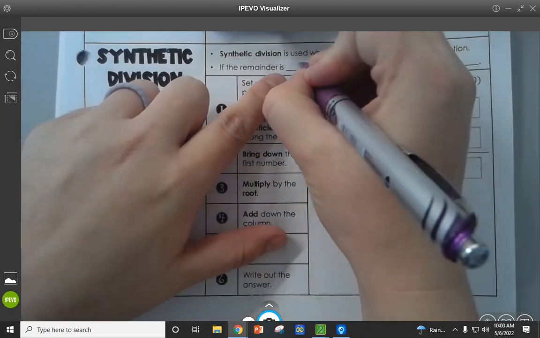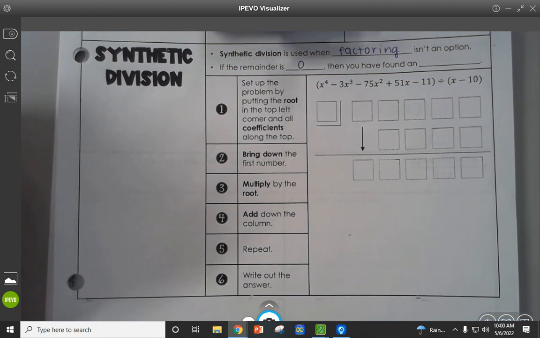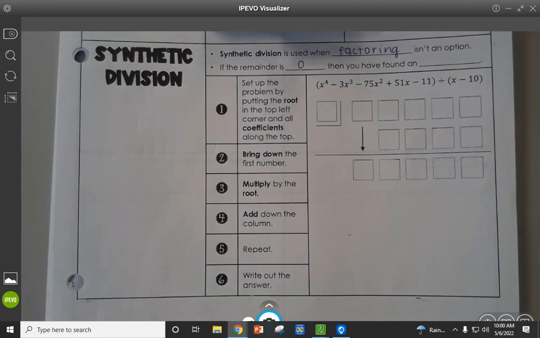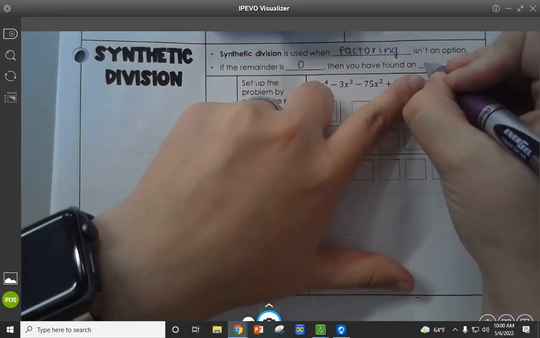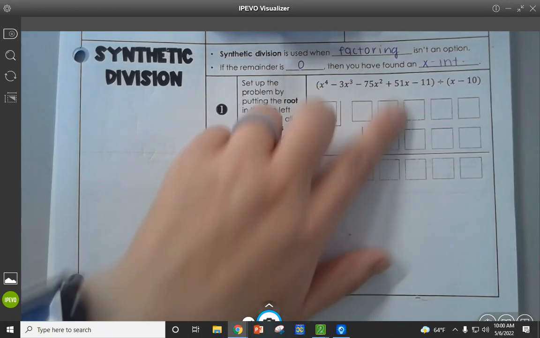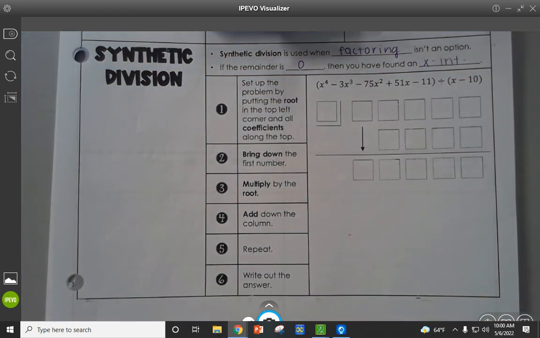Now, remember when you did long division, if there was a number left over, you called that a remainder. And you will have a remainder on these problems. If the remainder is 0, you have found an x-intercept. Just because we're really short on time, I'm not going to, but some other questions I give you, I could say, here are 3 numbers. You tell me which one is an x-intercept. And you would be doing synthetic division to figure that out.